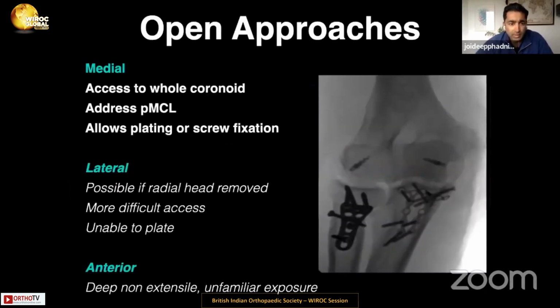More commonly, you'll be thinking about open approaches. And we tend to use medial approaches for this, as it allows access to the whole coronoid. It allows access to the medial collateral ligament for repair, and it allows plating and screw fixation that aren't possible through a lateral approach.